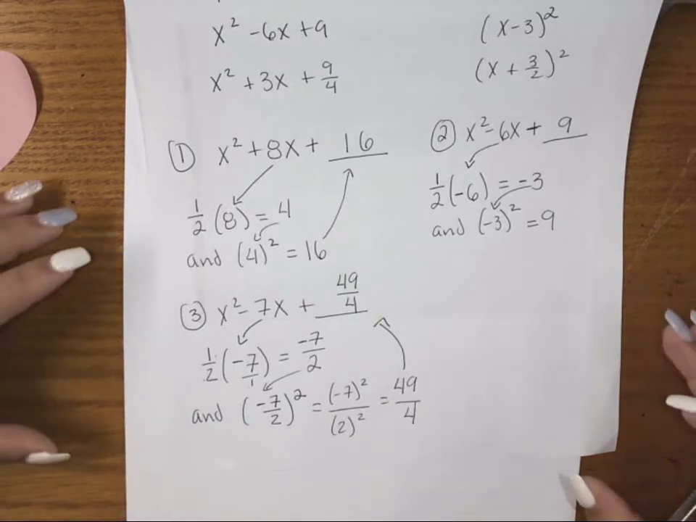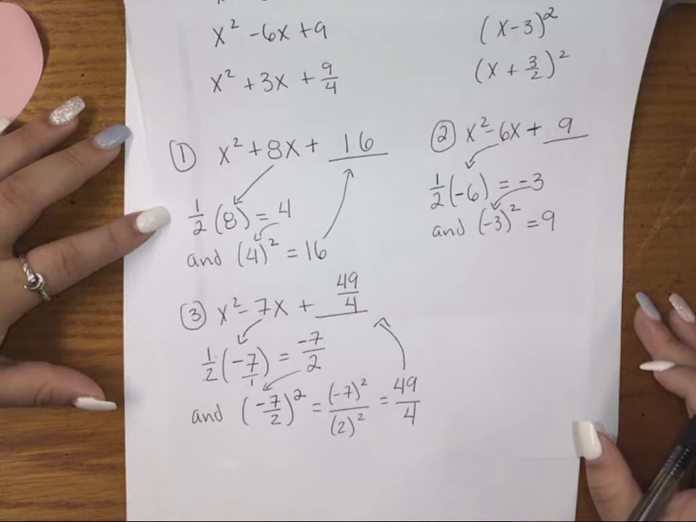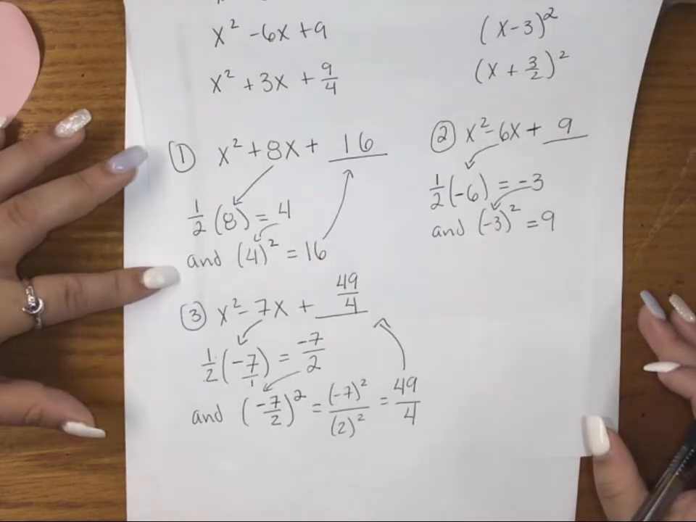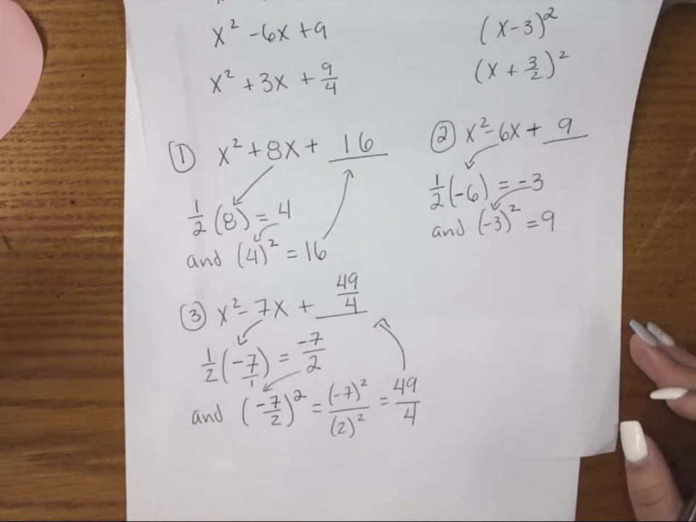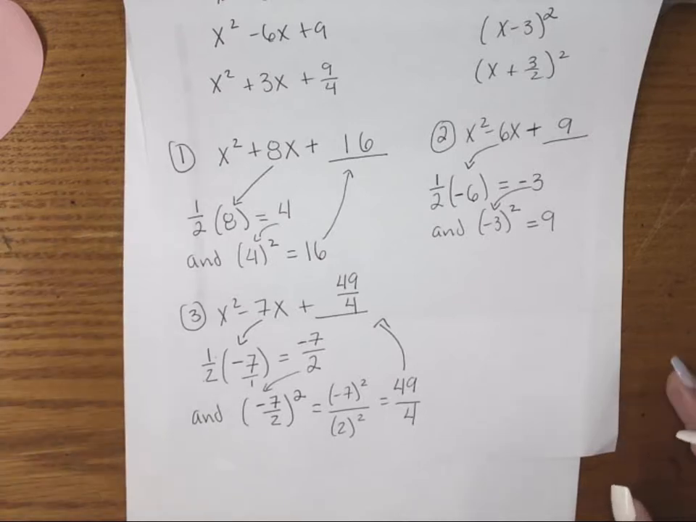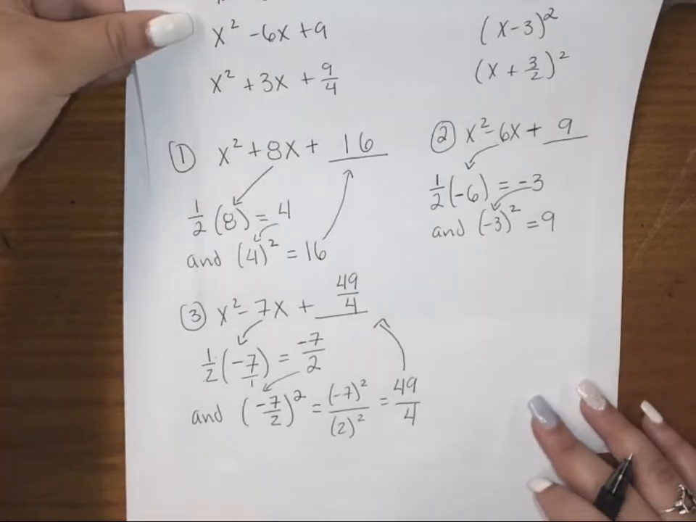So half of the number in front of x and square it. That's how you complete the square. The process of completing the square helps us make it a perfect square trinomial.